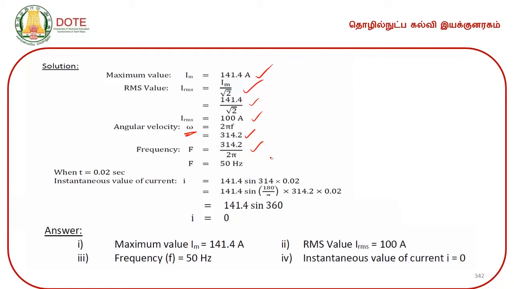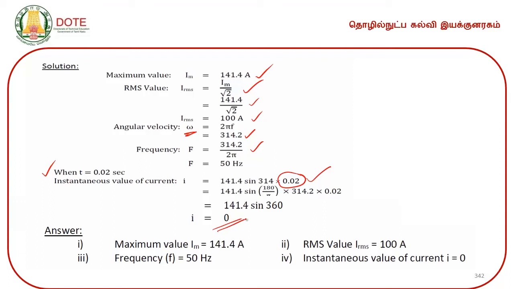Finally, we need to find out the current value when time is equal to 0.02 second, for which we need to substitute the value of time t equal to 0.02 in the equation given. So, the given equation is I is equal to 141.4 sin 314 t. Instead of t, I am going to substitute 0.02 here, and then calculating, you get a value of 0 current.